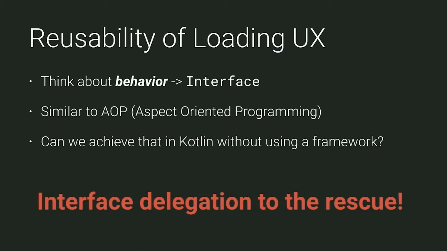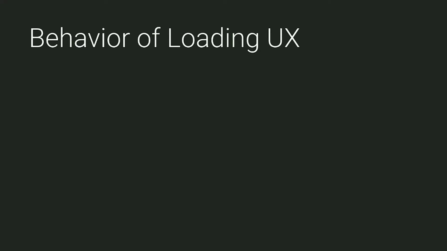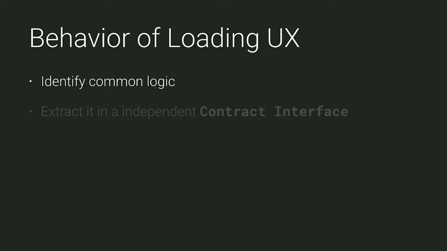So interface delegation is a pattern that is not new, but Kotlin bundled it natively in the language. That makes it very attractive for us because we don't need frameworks, we don't need libraries, and it's very nice to read. So how do we start to define this behavior? First of all, we need to identify what is the common logic. Again, in the case of loading UI, it's probably these two methods, show and hide. There isn't much more than that. Once we identify them, we need to extract them and create an interface that is only representing that behavior.